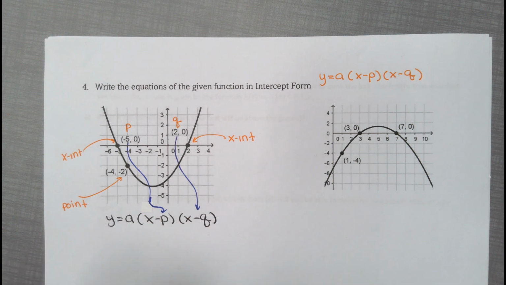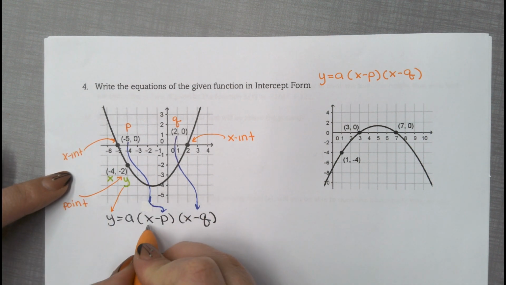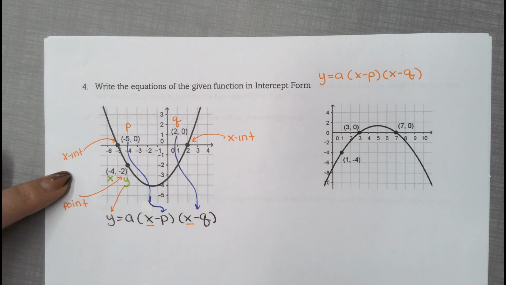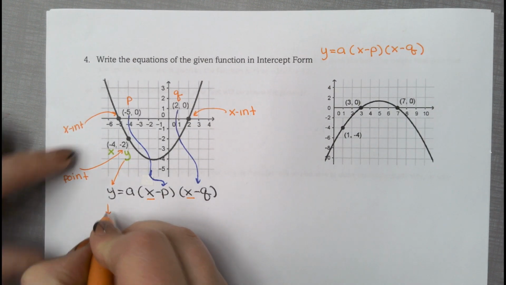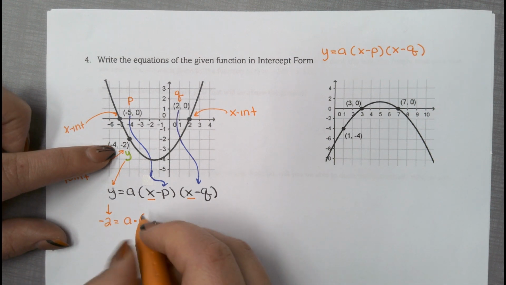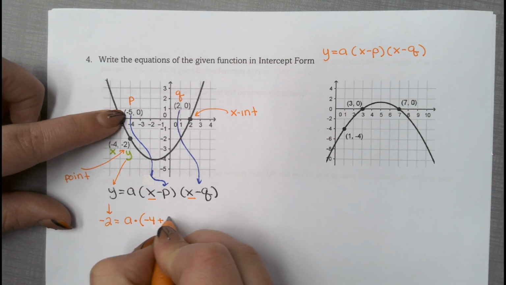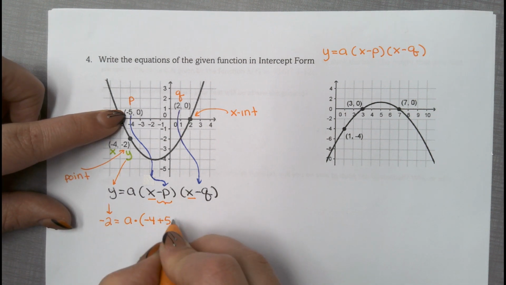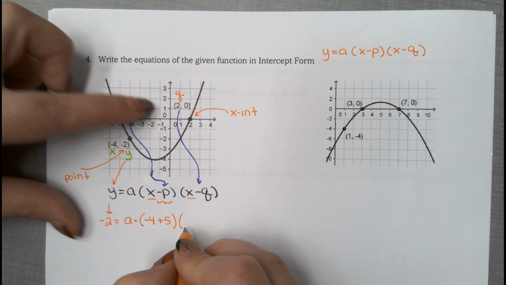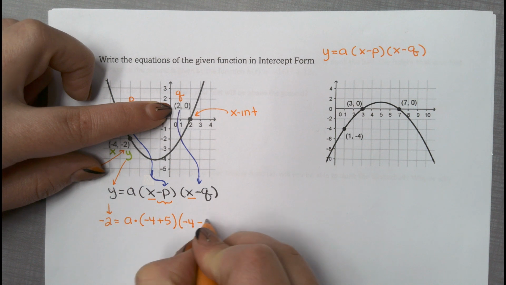For our point, we have an x and a y. So here's our x, here's our y. And we're going to replace our y and our x's with our x and y numbers. So let's go ahead and replace everything. Our y is negative 2. We're going to keep our a, that stays the same. Our x was negative 4. Our p was -5, so we write a +5, again, opposite of what we see for p. And then our x was -4, and our q was a +2, so I'm going to write a -2.